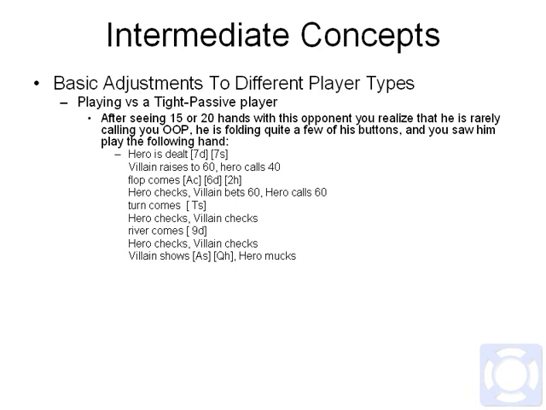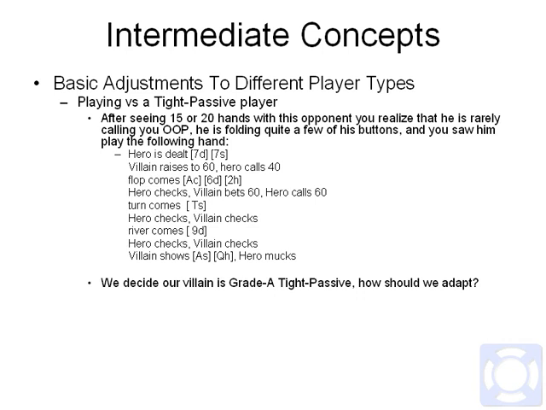You decide to call. The turn comes a 10 of spades, bringing no flush draw. You check, and he checks behind. The river comes a 9 of diamonds. You check once again, and again he checks behind. He shows ace queen, and you muck.